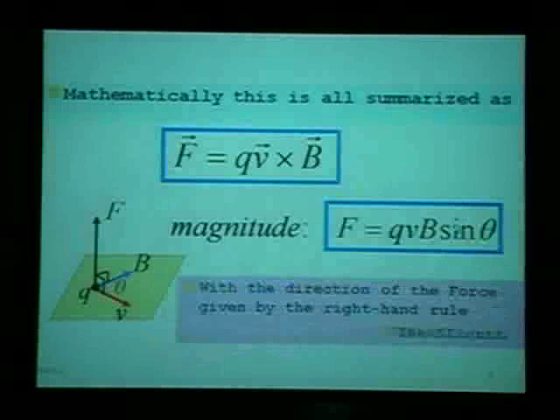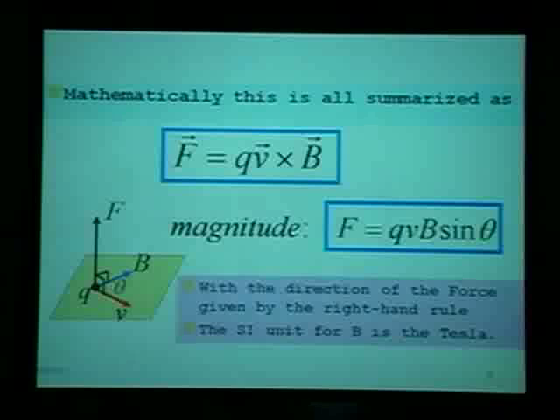And the direction is given by one version of the right-hand rule, which I'll show you in a moment. The direction will be given by the right-hand rule. The System International unit for magnetic field is the Tesla, named after Nikola Tesla.